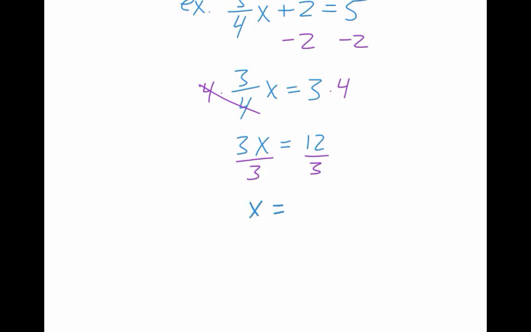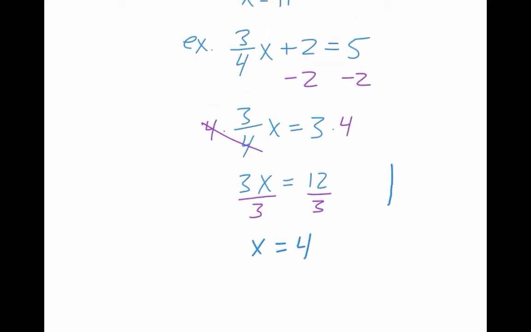X then is 4. Otherwise, at this step here you could have divided 3 by 3/4, which is the same as multiplying by 4/3. So if you prefer that way, go for it. This way here is sometimes a lot easier to see. The answer would be x equals 4.